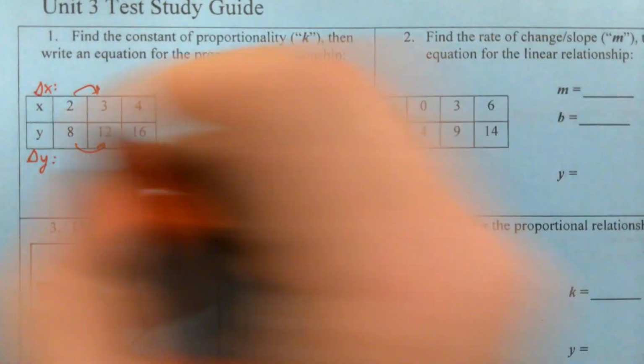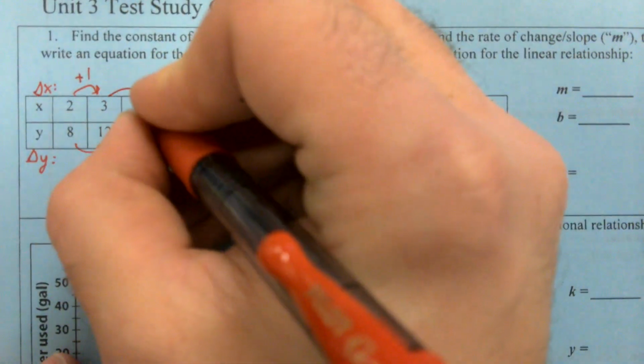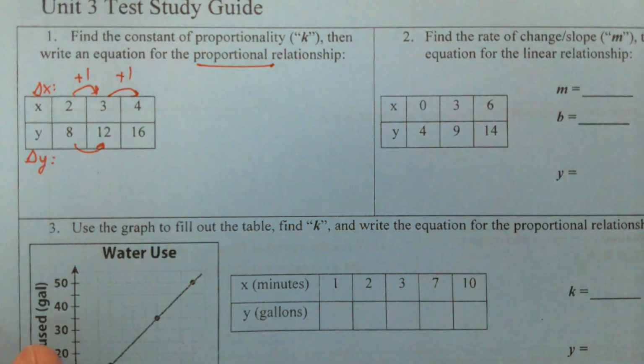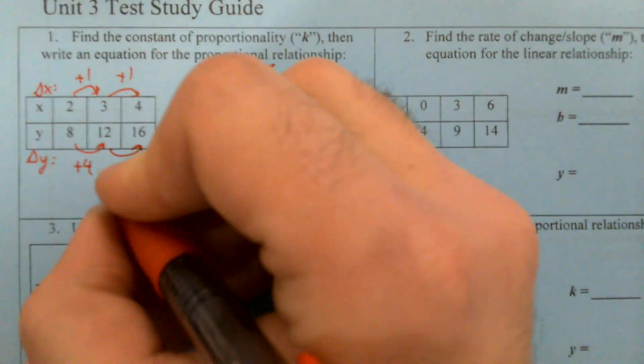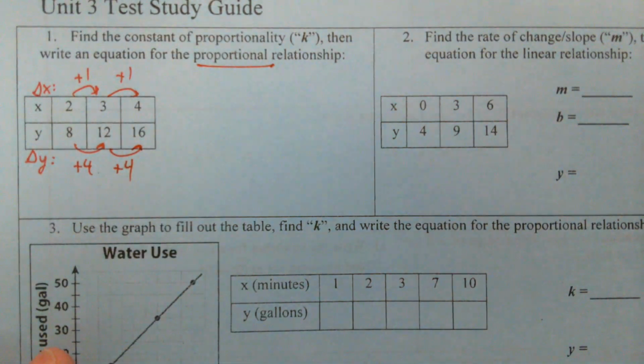On the top, from 2 to 3 is plus 1. From 3 to 4, that's plus 1 as well. On the bottom, from 8 to 12, that's plus 4. And from 12 to 16 is also plus 4.